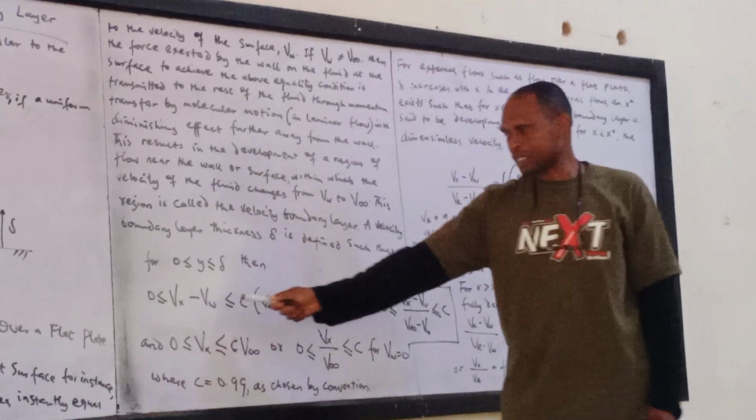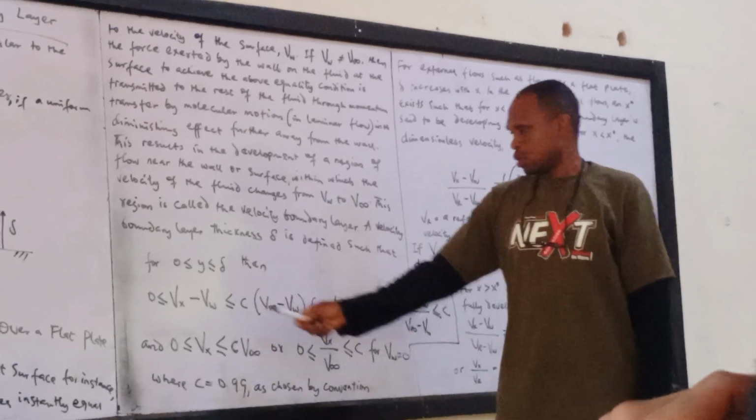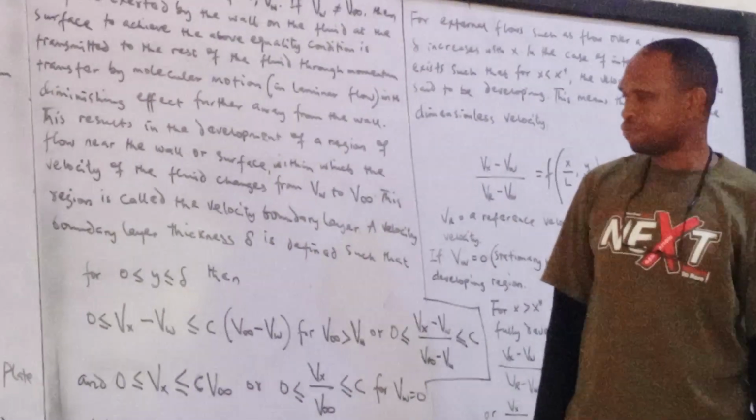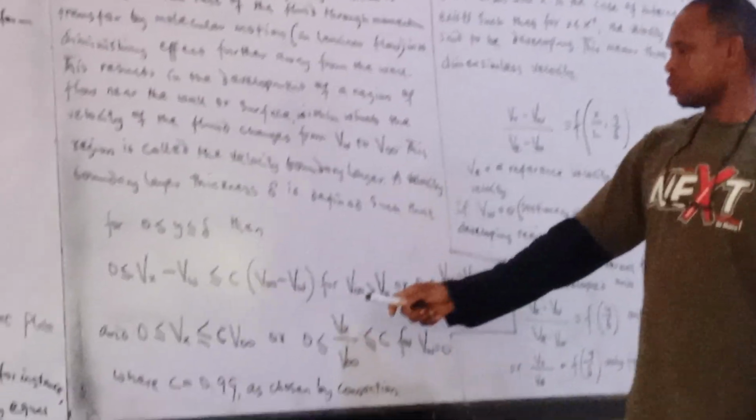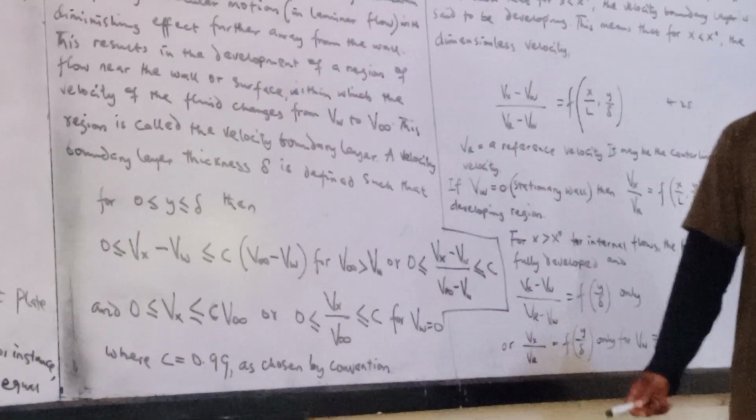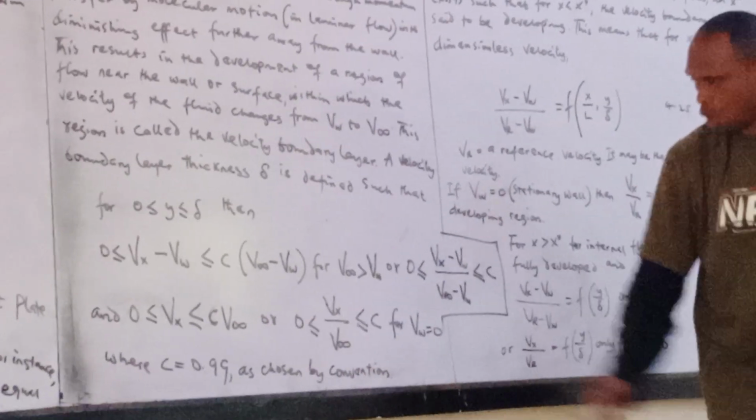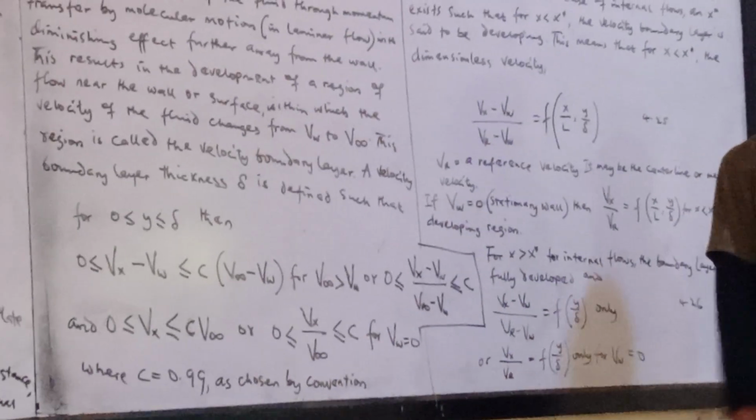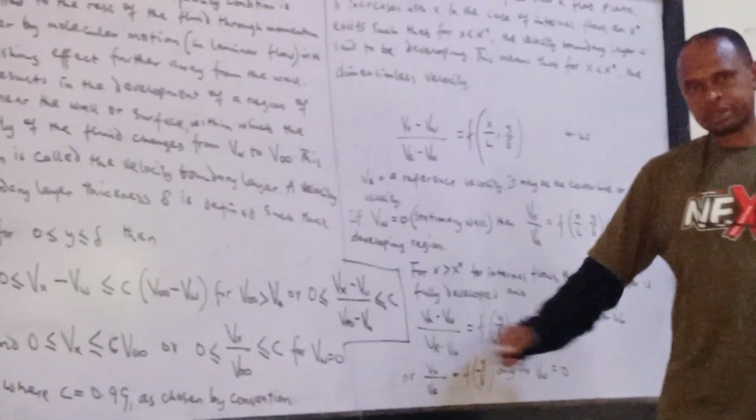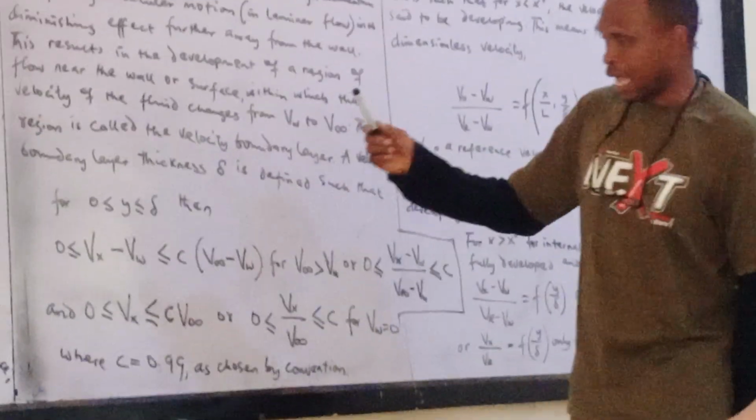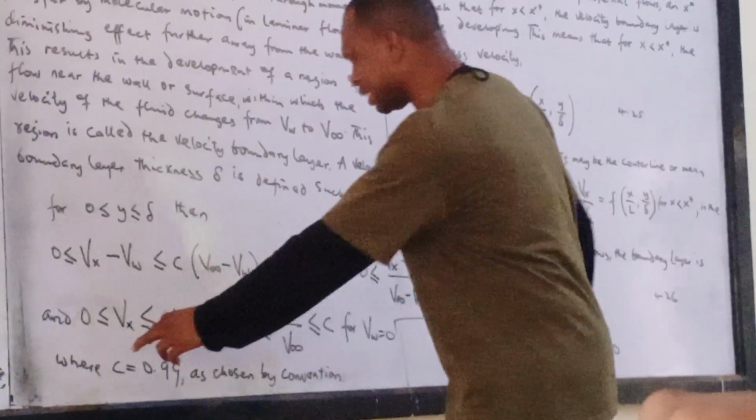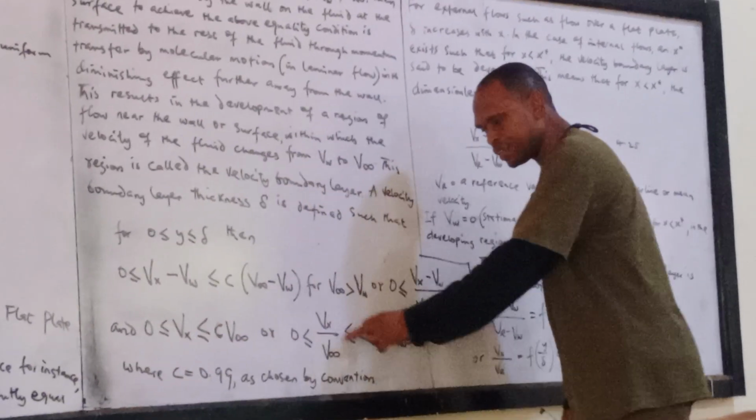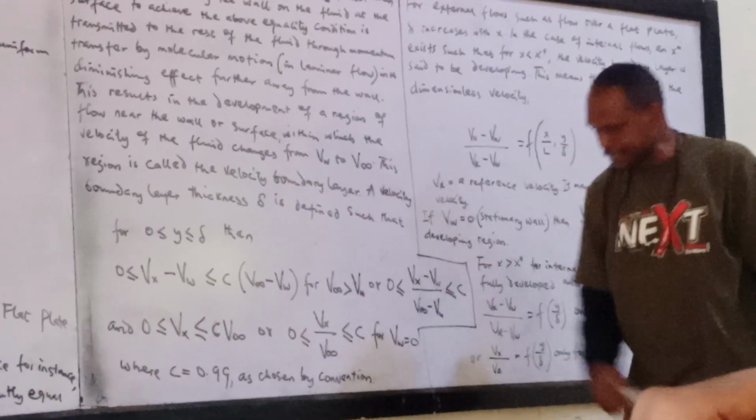0 is less than Vx minus V1, less than C into V free stream minus V1, for V stream greater than V1. Or 0 less than Vx minus V1 all over V stream minus V1 less than C. Or 0 is less than Vx less than C times V stream. Or 0 is less than Vx over V stream less than C.